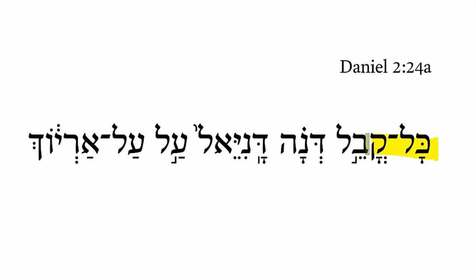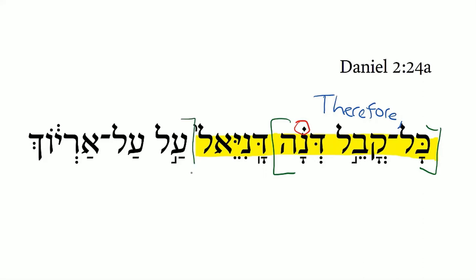Daniel 2:24 begins with Kol Kovel Dana, and that'll take us up to this Revia. Altogether, this expression means something like "therefore." So we definitely have a transition from Daniel's prayer before. So something like "therefore," and then Daniel, right? And then here we have an interesting al. We'll come back to that.